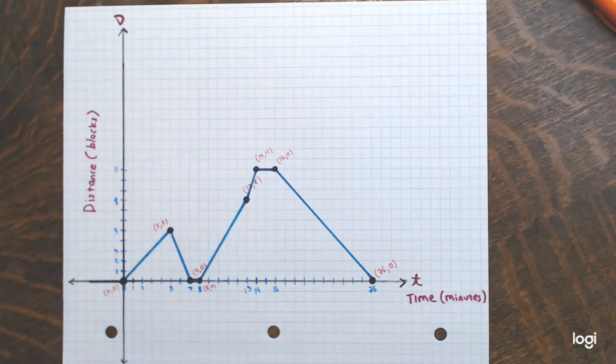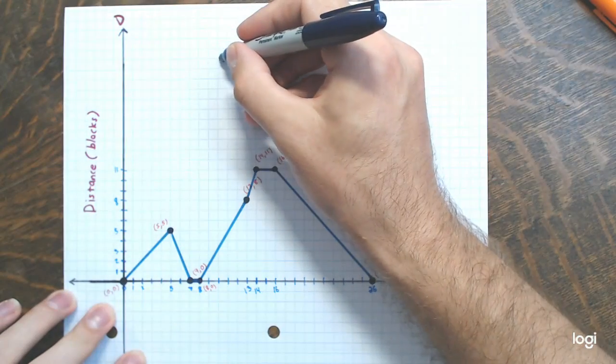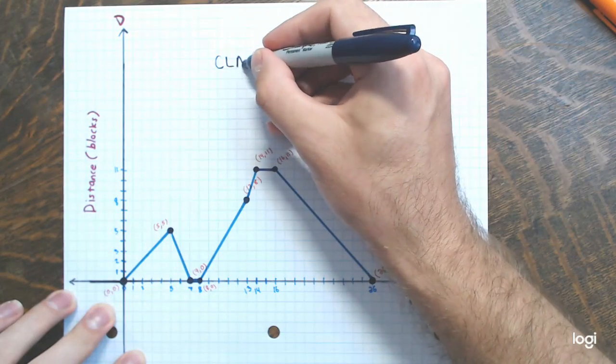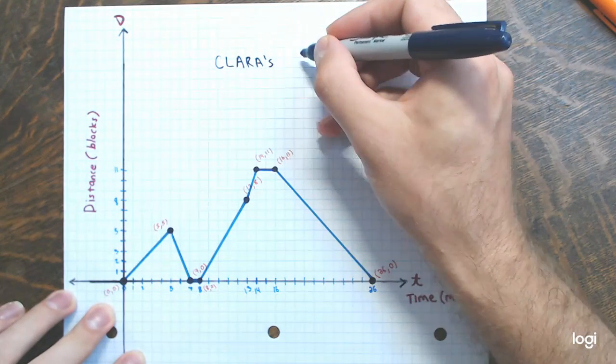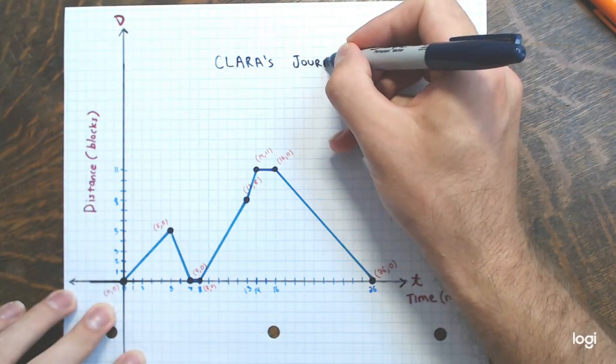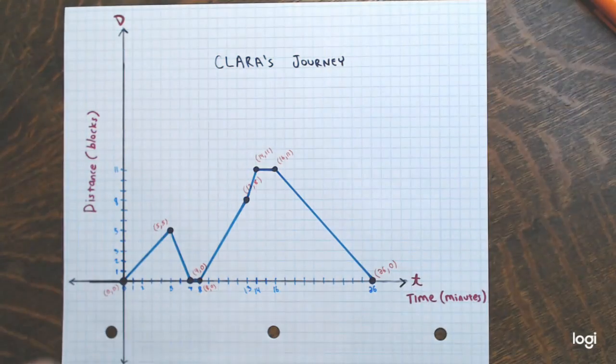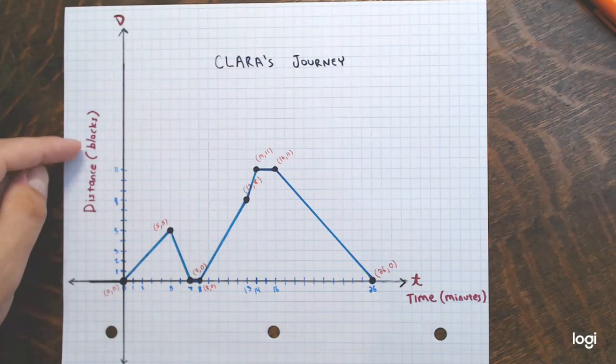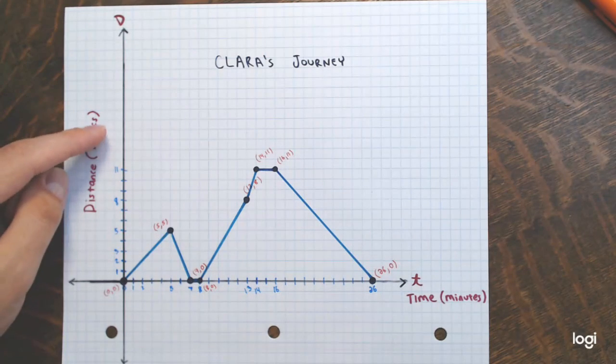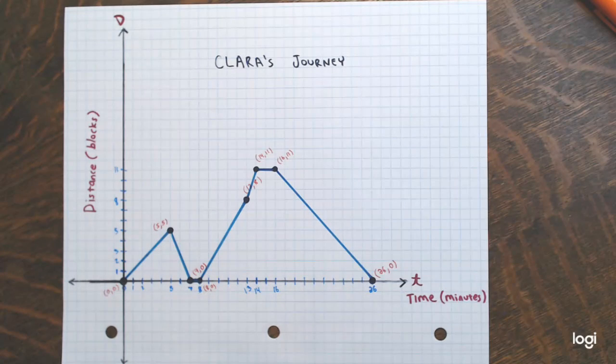And then we could title the graph, and if we gave it to someone, we could title the graph Clara's Journey or something. And perhaps we'd label this a little more, maybe blocks from Clara's house, time in minutes, and then ask someone to look at this picture, and they could probably give you a pretty accurate description as to how Clara moved during this 26 minutes.